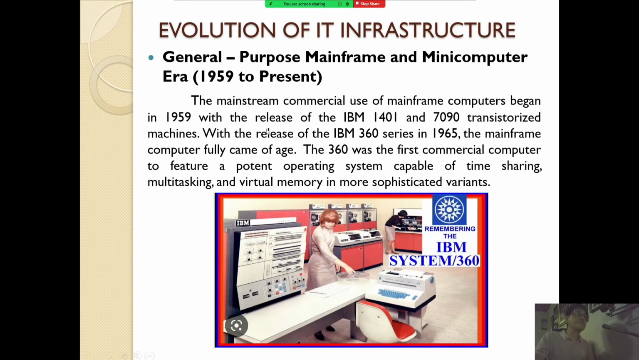So number one is the general purpose mainframe and minicomputer era, 1959 to present. The mainstream commercial use of mainframe computers began in 1959 with the release of the IBM 1401 and 7090 transistorized machines. With the release of the IBM 360 series in 1965, the mainframe computer fully came of age. The 360 was the first commercial computer to feature a potent operating system capable of time sharing, multitasking, and virtual memory, with more sophisticated variants. So ito po yung remembering the System 360. So these are the features.